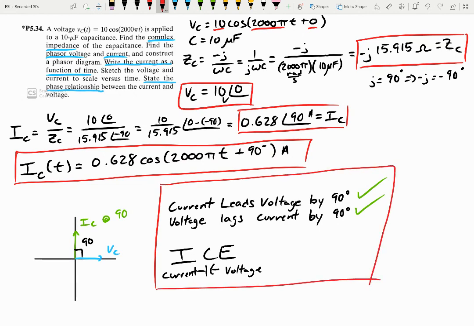All right. So it's pretty similar to the previous problem, but just now with the capacitance, you can see where the ELI the ICEman, those leading, lagging things come into play.